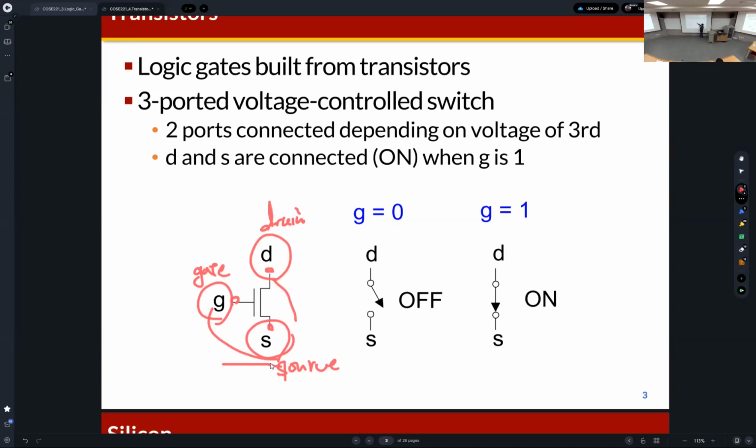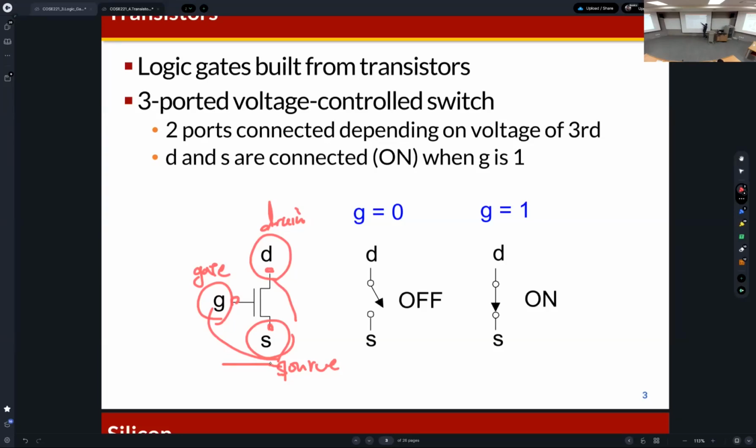If G equals 0, which means the gate voltage level is 0, the voltage level of this gate node is low. Then D is disconnected from S, so it's turned off. The wire is disconnected, so the current cannot flow through this wire. This is turned off.